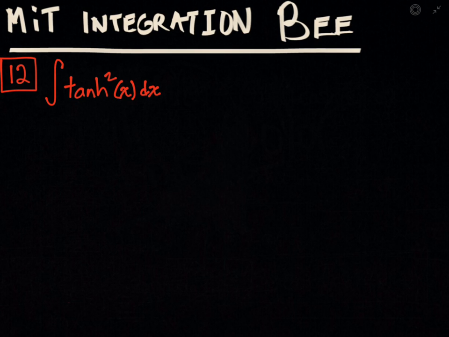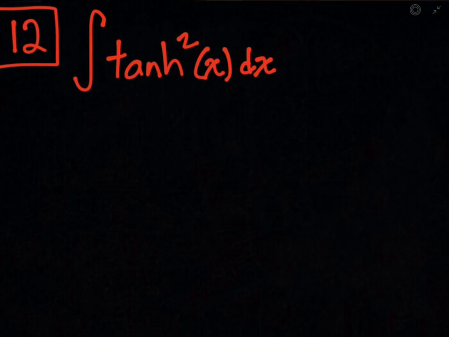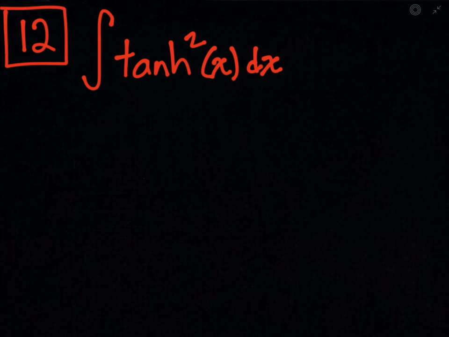Here we have problem number 12 of the MIT Integration Bee. We have the integral of the hyperbolic tangent squared of x dx. So this is kind of a grisly one, because I don't think anybody really has memorized the hyperbolic tangent functions and their squares and the integrals of those functions.